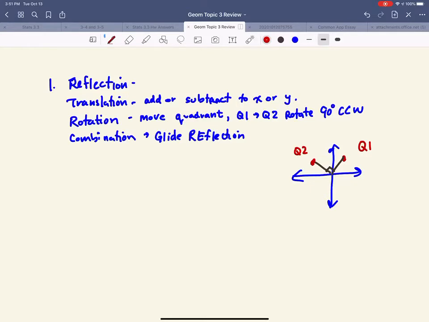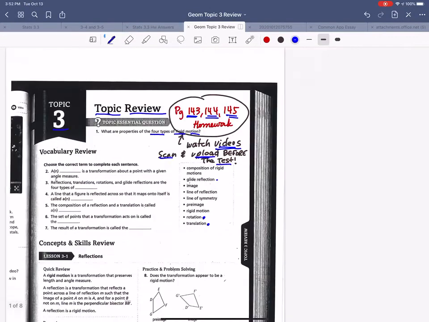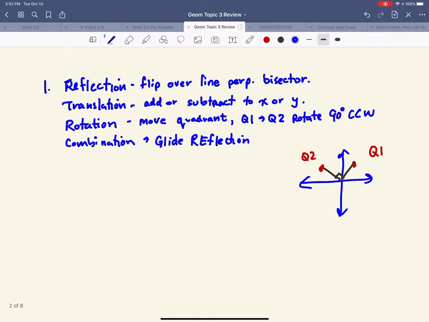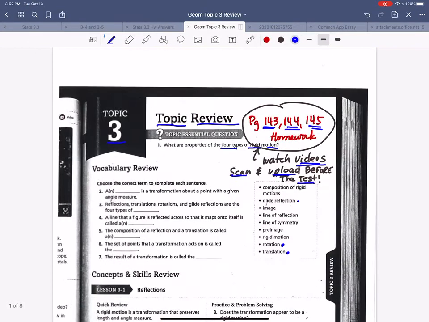Reflection is when I flip over some line, right? I flip over some line, and the line between my new line and my old line is the perpendicular bisector. And so that's what we've been reviewing. Okay, so those are some properties. There's other things that are properties, but those were some of the properties that we talked about this chapter.